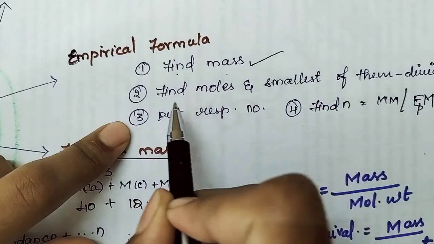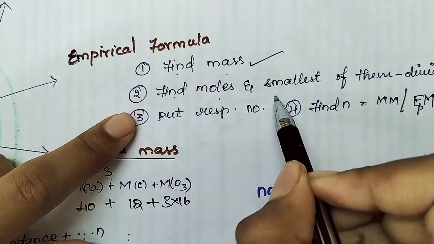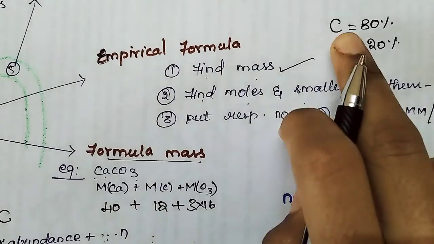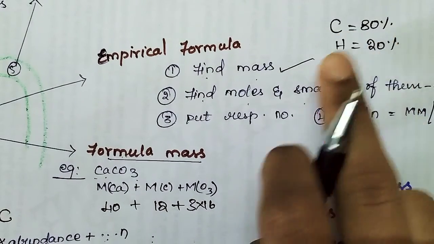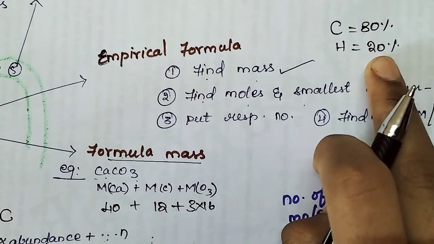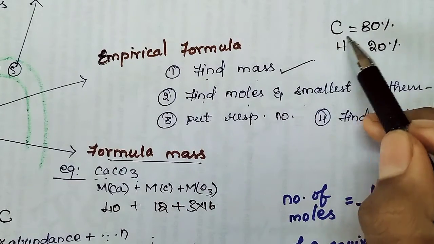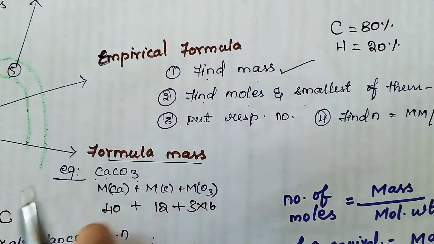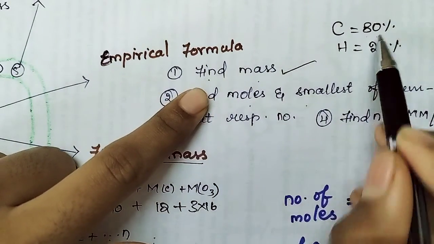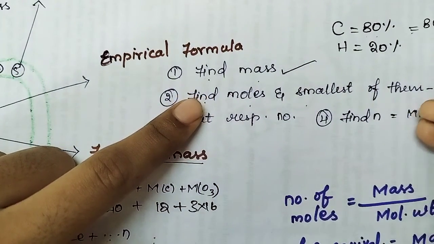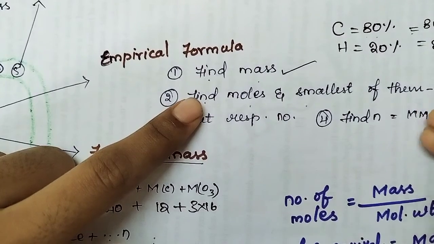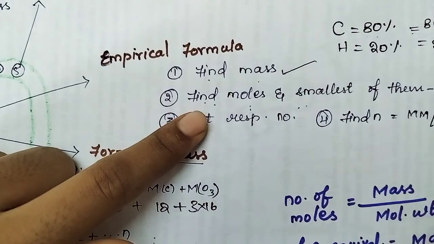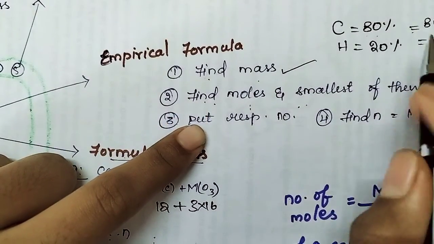That's what find mass. Next is find moles and divide by the smallest of them. So for example, carbon is given as 80% and hydrogen as 20%. Now we want to calculate the empirical formula for these components. First we will convert this into mass, that is 80 gram and 20 gram, and then we have to find the moles and divide each of them by the smallest.